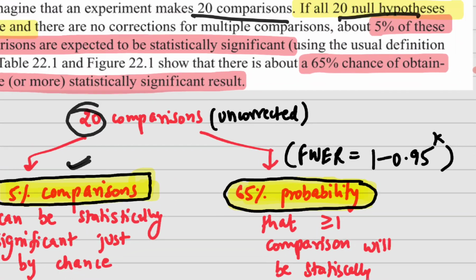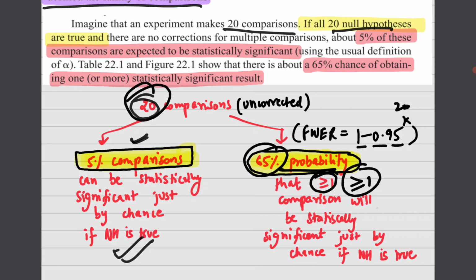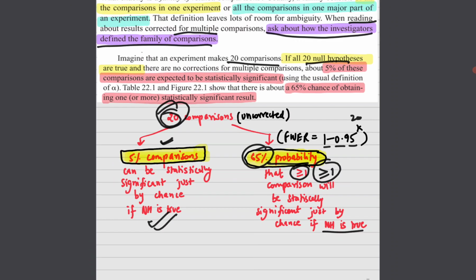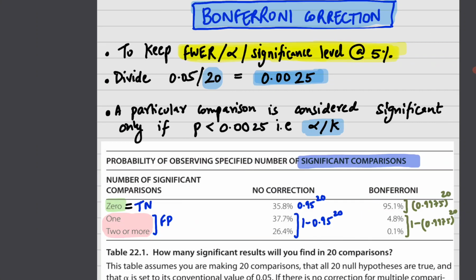You know how to calculate FWER for 20 comparisons. It will be 1 minus 0.95 raised to the power 20. So that will come out to be 65%. It means that there is a 65% probability that at least one of these, one or more than one, out of 20 comparisons can be statistically significant just by chance, even if the null hypothesis is true for all the 20 comparisons. Okay, so I hope by now the interpretation of 5% and the interpretation of family wise error rate is clear.